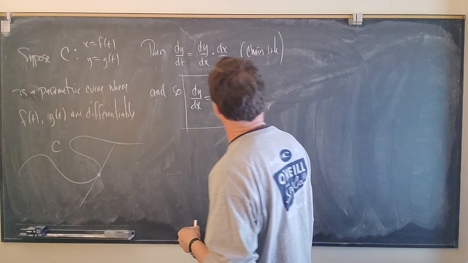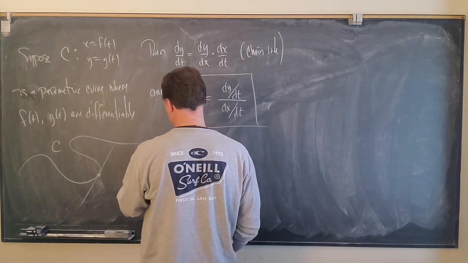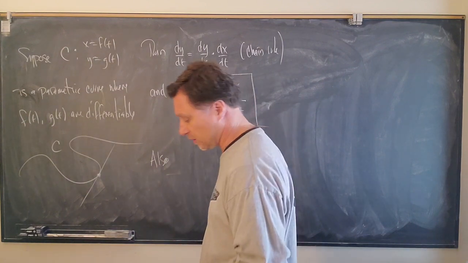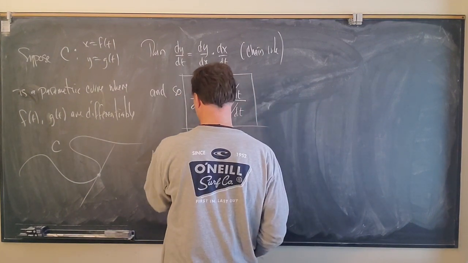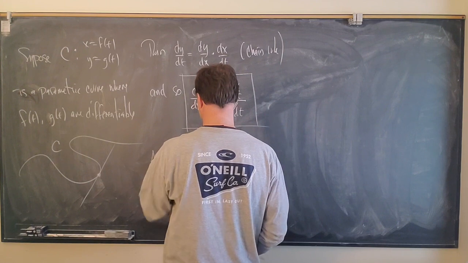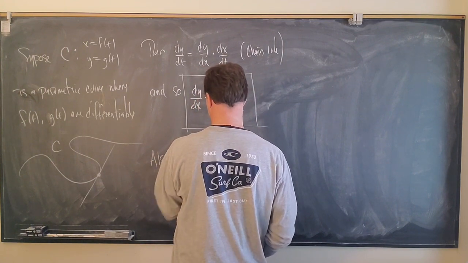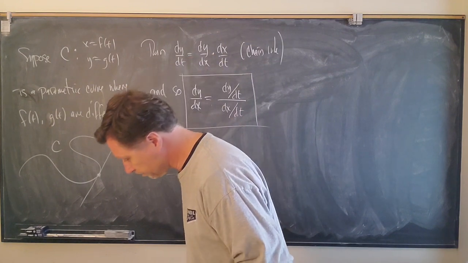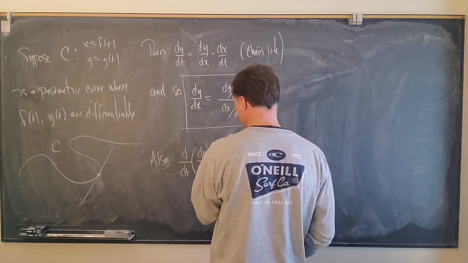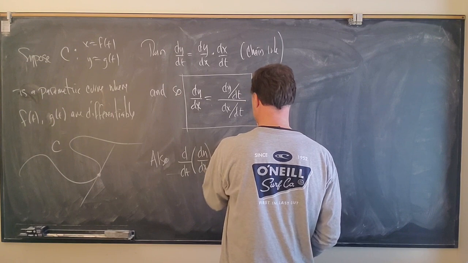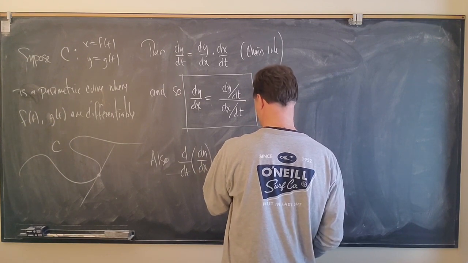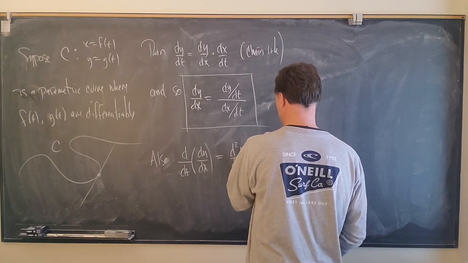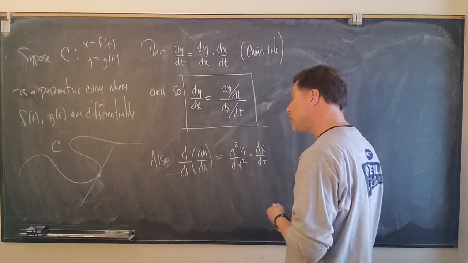We could also do the same thing. So here's the first derivative. You can compute the second derivative, basically doing the same thing. The derivative of the derivative, using the chain rule, is going to be the second derivative of y with respect to x times dx/dt. Once again, just using the chain rule.